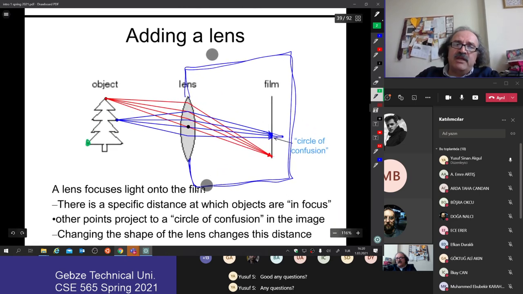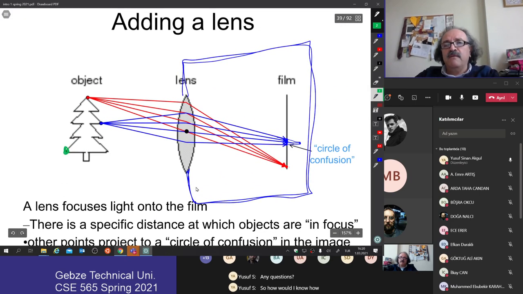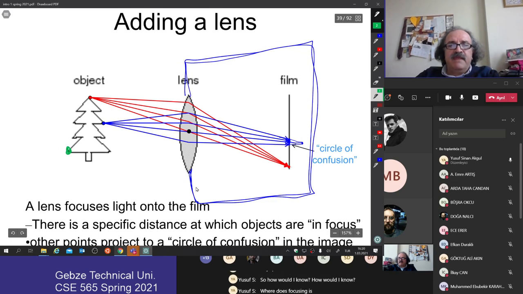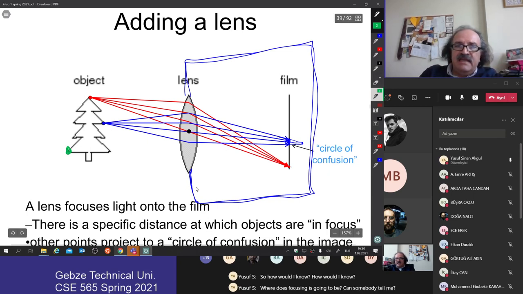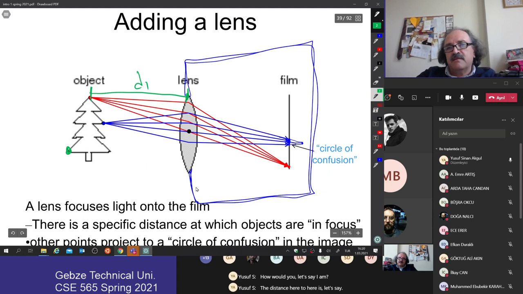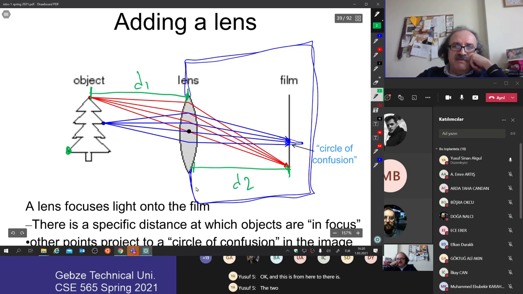So how would I know where this focusing is going to be? Can somebody tell me? Let's say the distance from here to here is D1, okay? And the distance from here to there is D2. How are D1 and D2 related? Can anybody tell me?